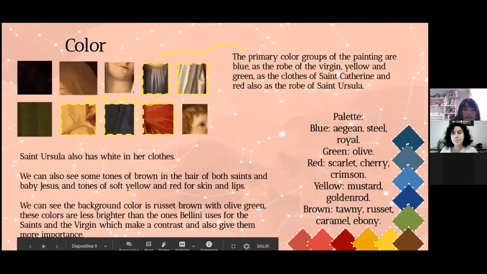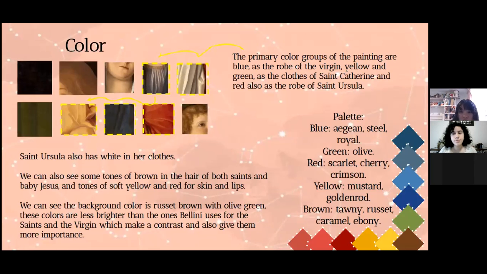And so the color. First, the primary color groups are yellow, blue, and green, as the clothes of the saints and the robes also. But also we have white in Saint Ursula's clothes. And we can see some tones of brown in the hair of both saints and baby Jesus, and the tones of soft yellow and red for skin and lips.